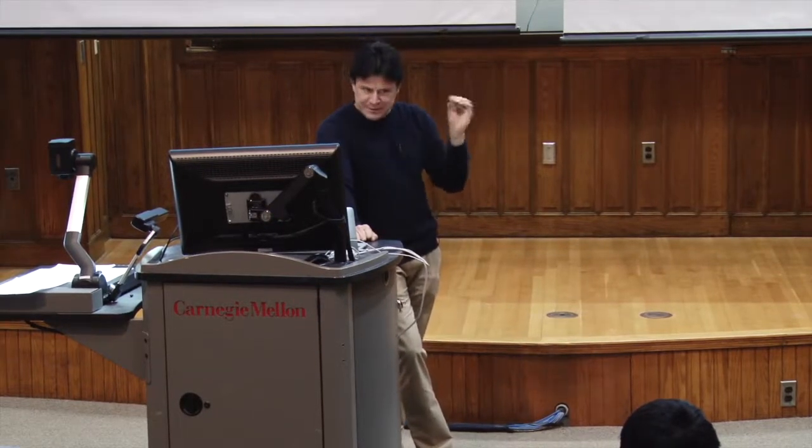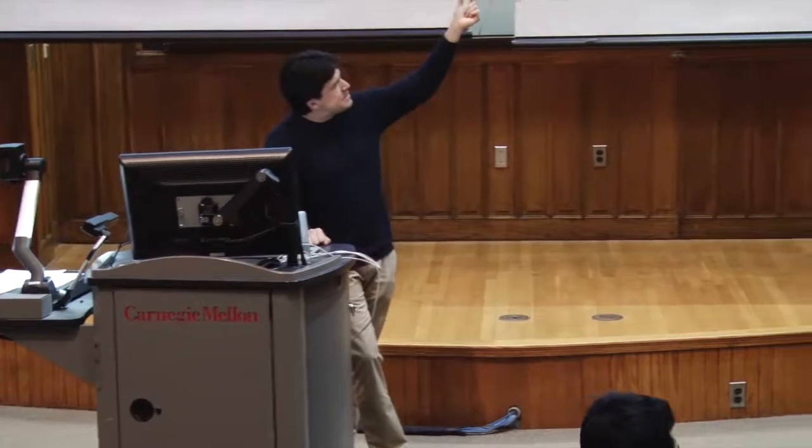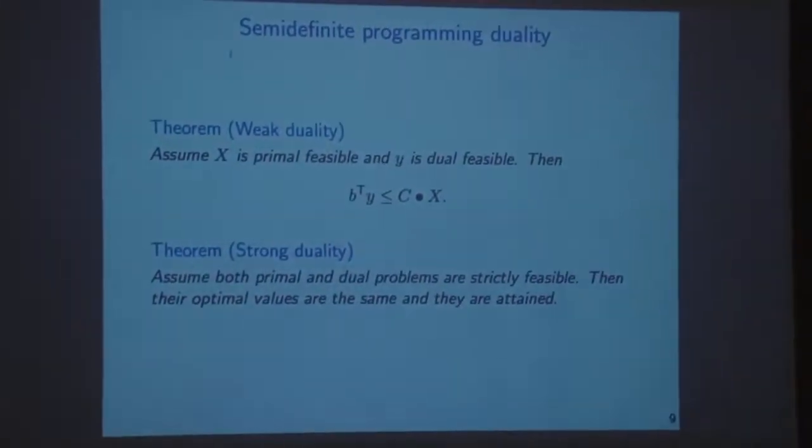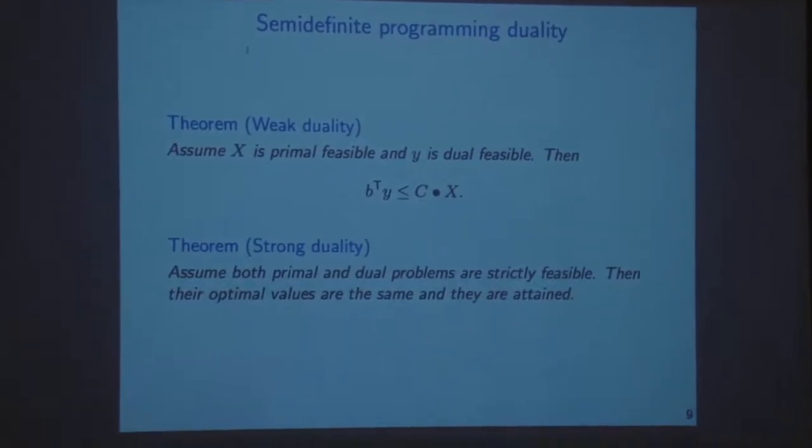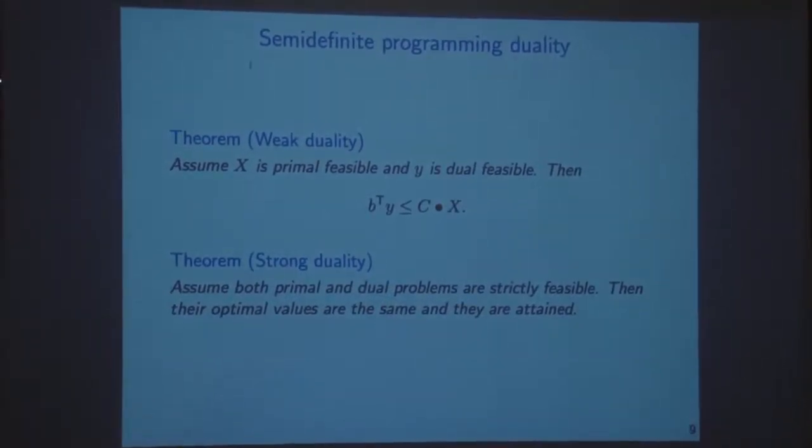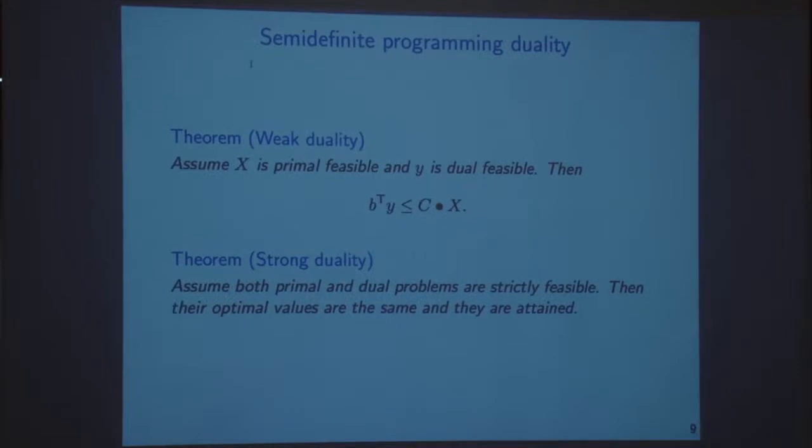Now, the proof of this is almost identical to the proof of weak duality for linear programming. We take the difference Cx minus By, and if you just plug through the equations, you get that the difference is X transpose S, and that has to be greater than or equal to 0 if both X and S are positive semi-definite. So weak duality is a one-line proof.